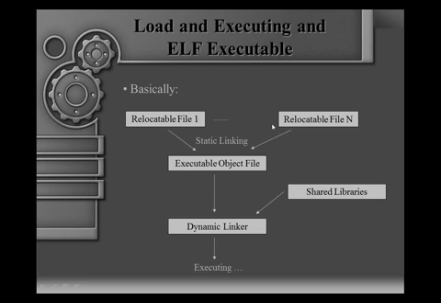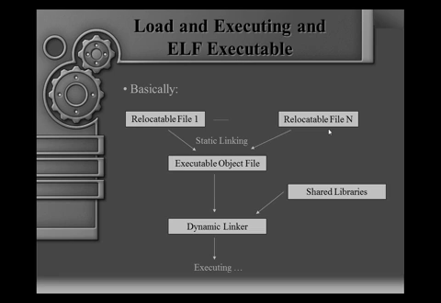This is basically what we have covered. This is relocatable file 1 through relocatable file n. Any types of relocatable files are combined by using static linking, and converted into the executable object file. So first of all relocatable files, then executable object files, then next are your dynamic linkers, that are used by the shared libraries. Then next is executing the programs.